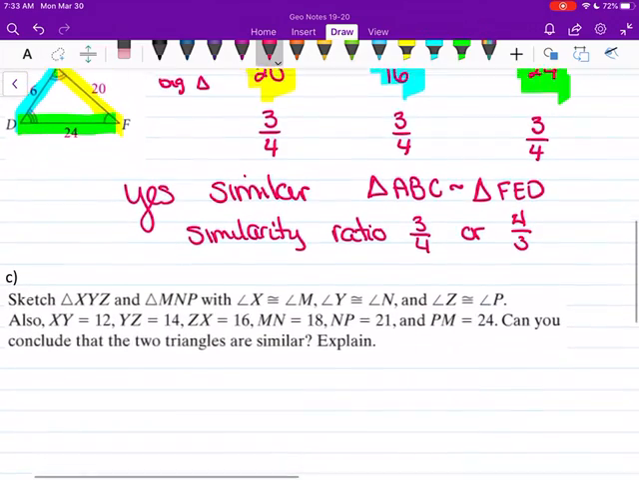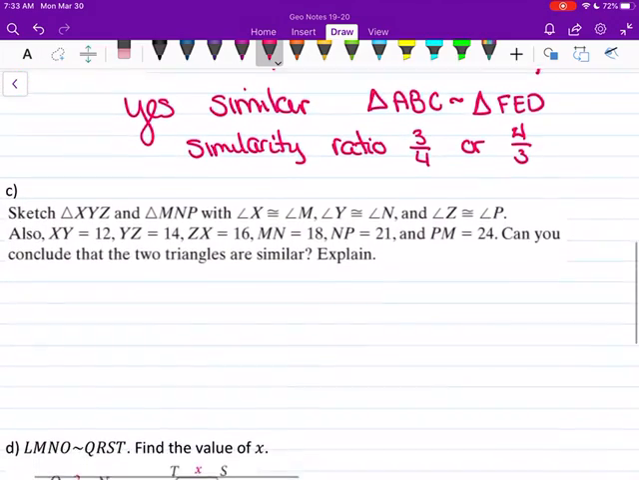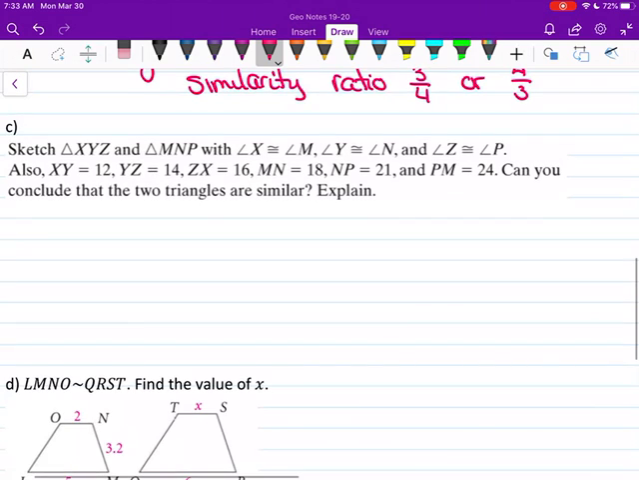All right, our last example says sketch triangle. Oh, no, sorry, not our last example. Sketch triangle XYZ and triangle MNP with angle N congruent to M, Y congruent to N, angle Z congruent to angle P. Also, we want XY equal to 12, YZ equal to 14, and XZ equal to 16, and so on and so forth. Can you conclude the two triangles are similar? All right, so let's sketch these out.